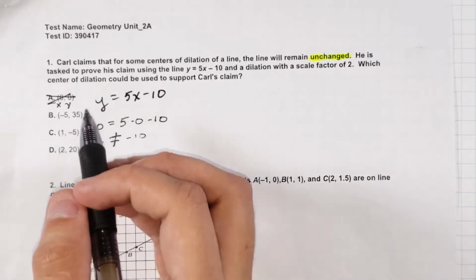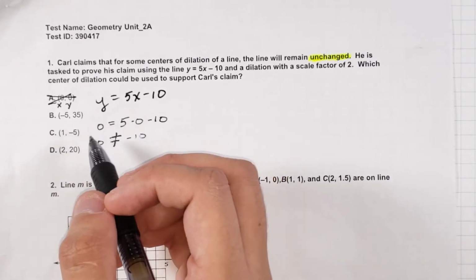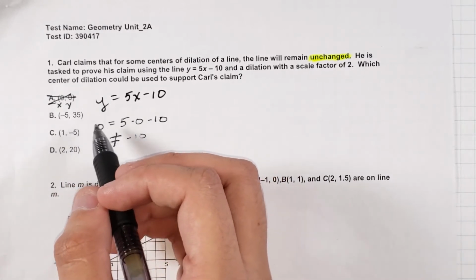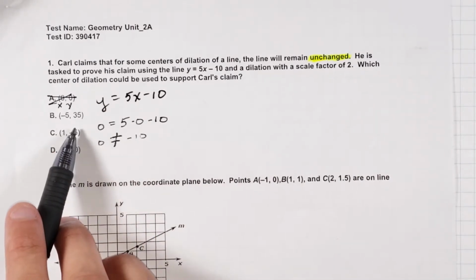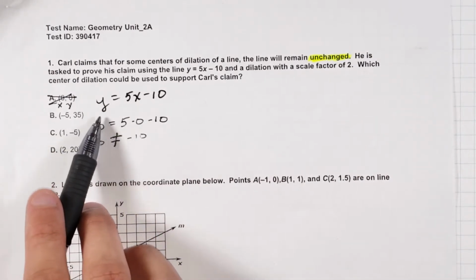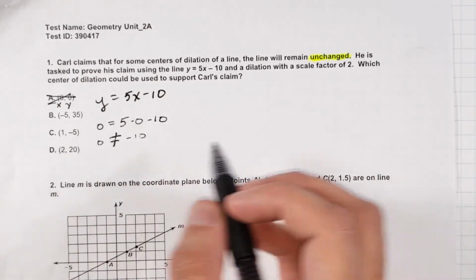The next point we can plug in is negative 5, 35, but if I'm on a test, I notice that you're going to have to multiply 35, which might take a while, or you're going to have to plug in 5, and it looks like a little bit more algebra. So I would maybe check this next letter, which is C.